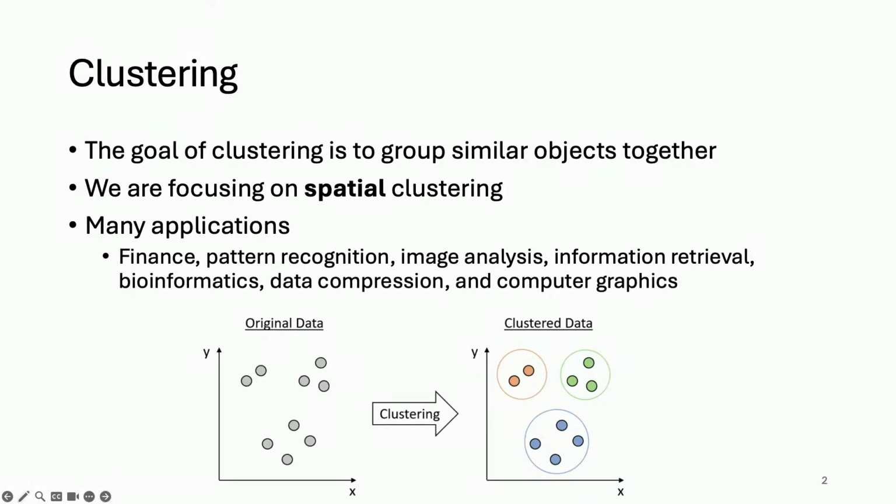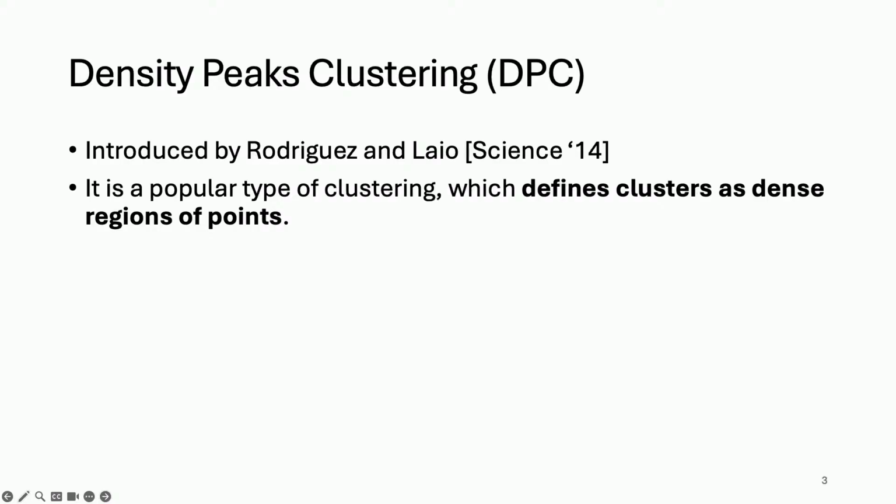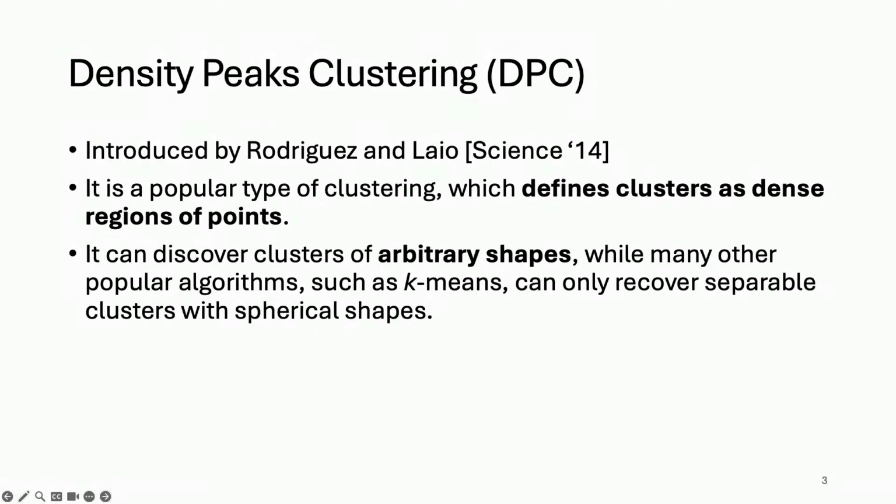We're going to be looking at a particular kind of clustering called density peaks clustering, or DPC for short. This was introduced by Rodriguez and Lau in 2014. It's gotten a lot of attention. It's a pretty popular type of clustering algorithm that is used in practice. This kind of clustering defines clusters as dense regions of points in your coordinate space. And it's able to discover clusters of arbitrary shapes. In contrast, something like k-means, which is also pretty popular, can only recover clusters with spherical shapes. So this is one advantage of DPC.